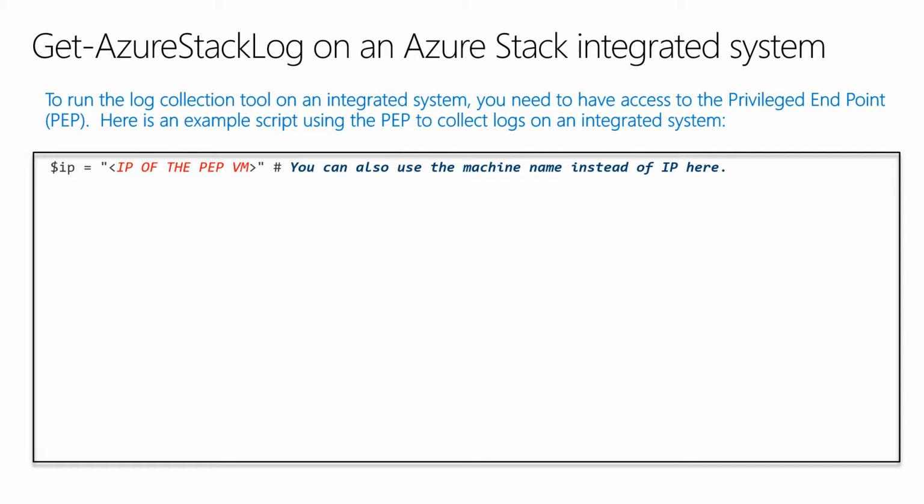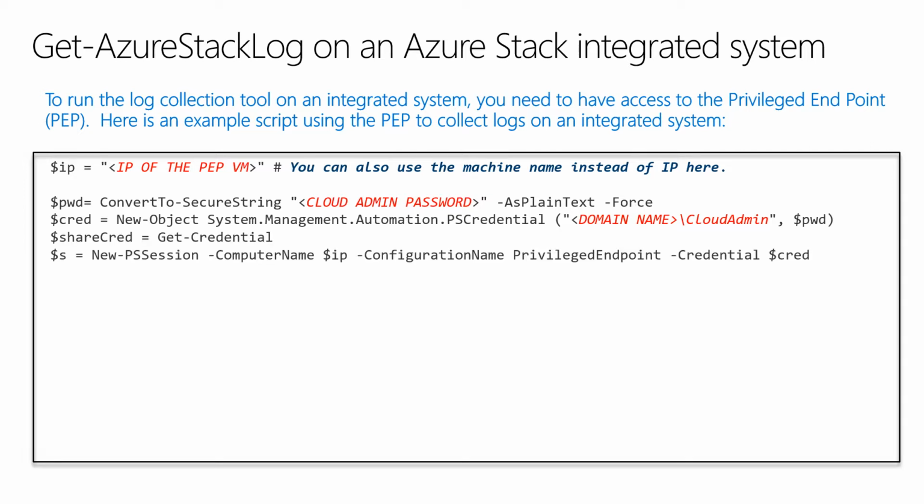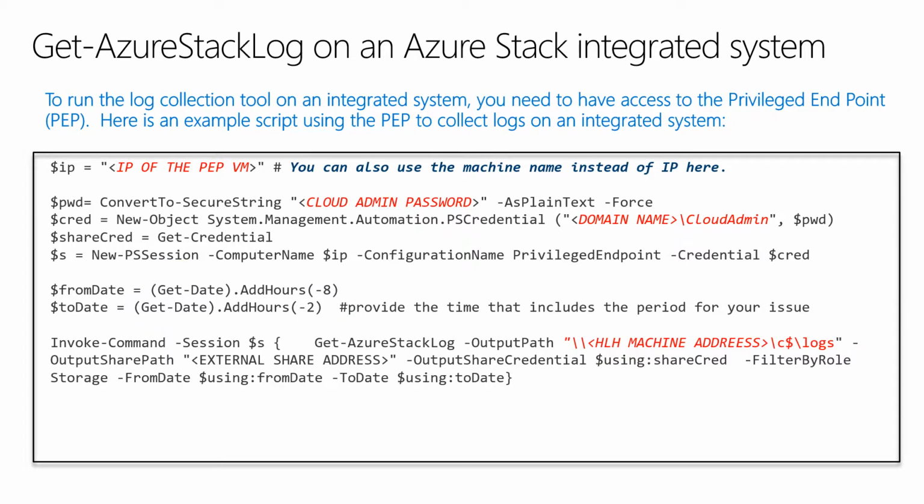And here is another example of how to use it. So we need the IP address, we need our credentials, we need the password of our cloud admin. And then we create a new PowerShell session. We specify the time window we're interested in. So here in this case, from date is minus 8 hours and to date is minus 2 hours. So a very specific time window. And then we run Invoke-Command in our session, and we write with Get-AzureStackLog data to our specified SMB path. And at the end, we close our session.